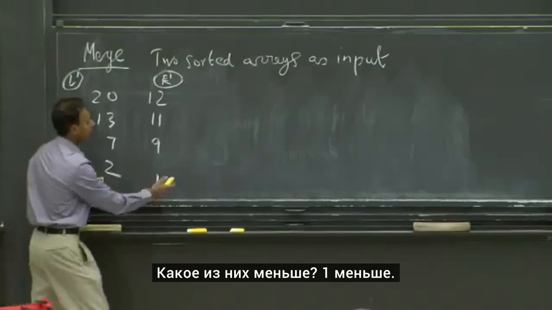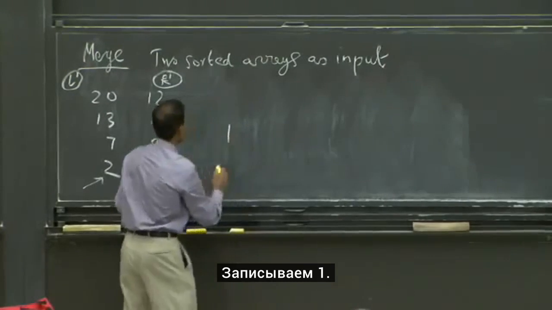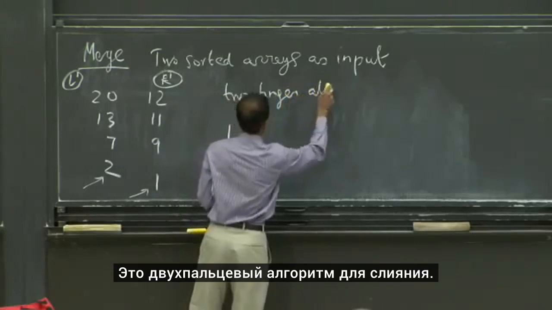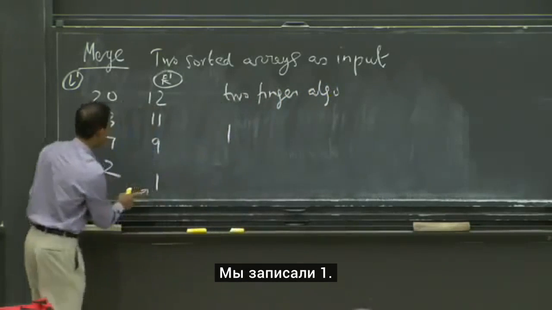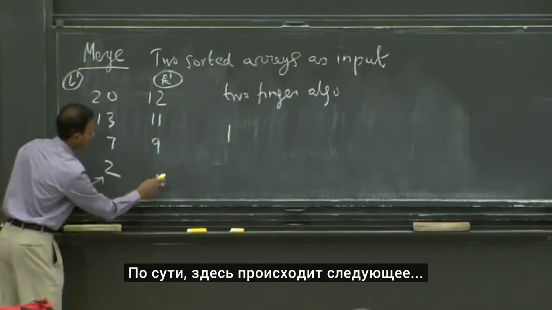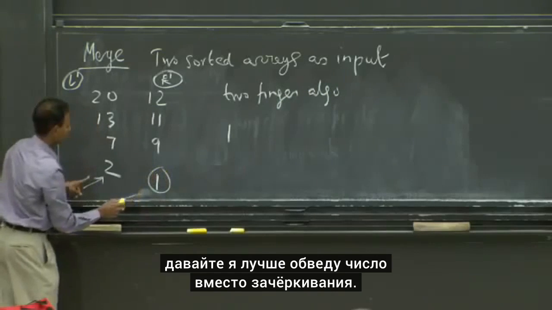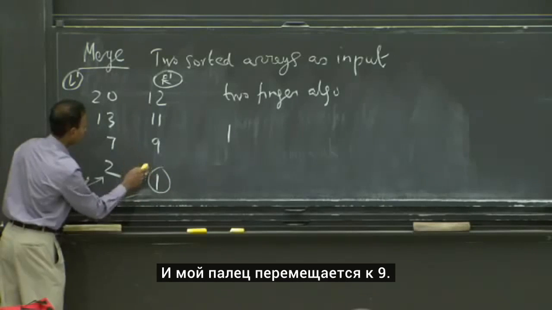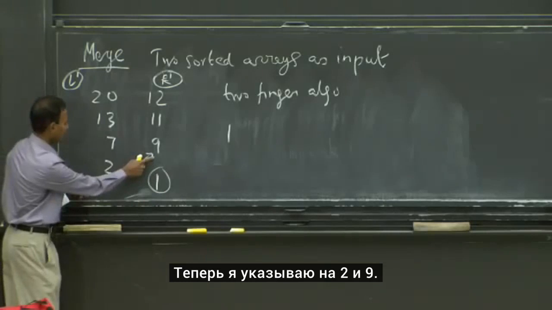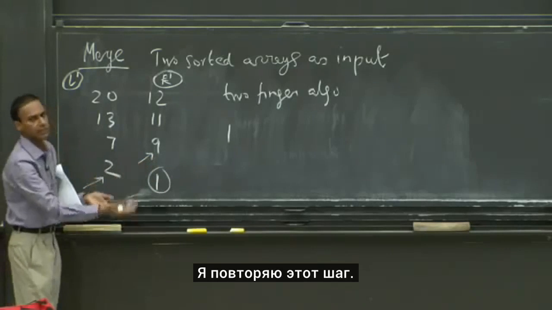1 is smaller. So I'm going to write 1 down. So this is a two-finger algo for merge, and I put 1 down. When I put 1 down, I have to cross out 1. So effectively, what happens is, let me just circle that instead of crossing it out, and my finger moves up to 9. Okay, so now I'm pointing at 2 and 9, and I repeat this step.